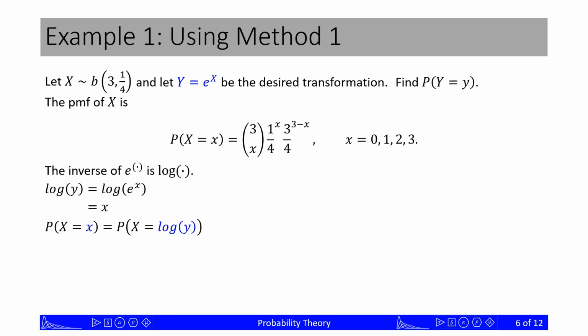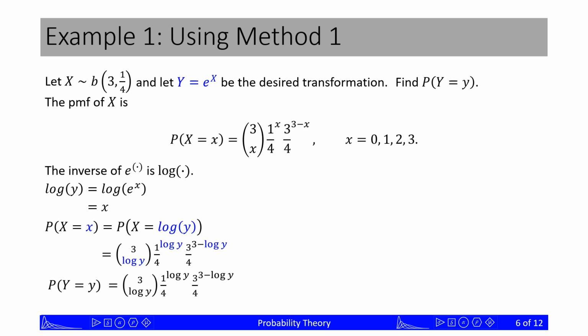We use our procedure and write the probability of capital X equal to some value little x. We replace little x with the log of little y in the PMF for the random variable x, and this gives us the probability of capital X equals the log of little y. So we've replaced every little x in the PMF of random variable x with the log of lowercase y. Now we have the formula for the PMF of the transformed variable, and we're finished.